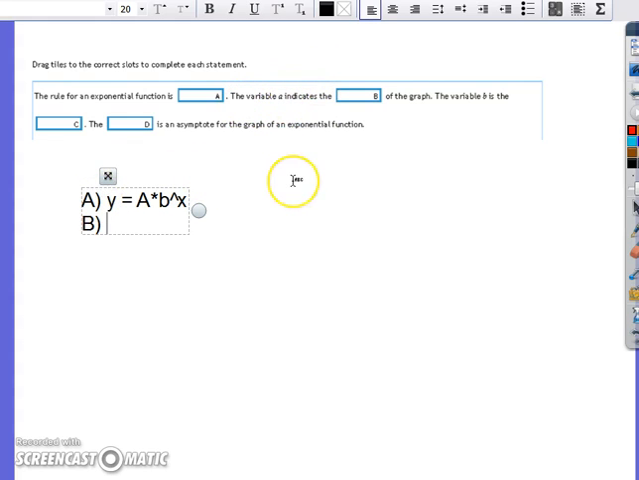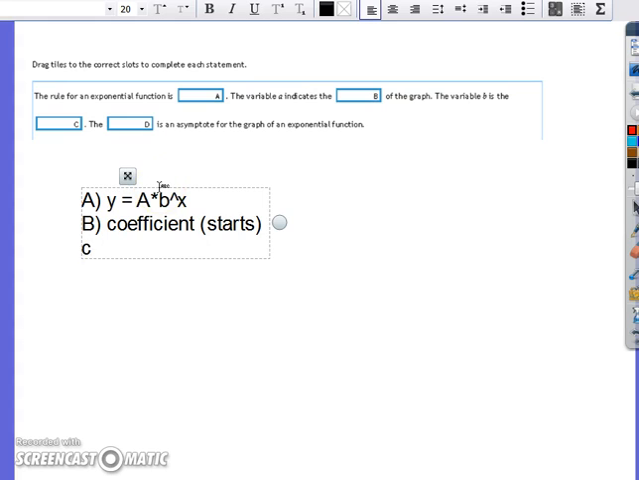The variable A indicates the coefficient. The coefficient is where it starts. For example, if you start with 100 zombies, that means A is 100. So that's the coefficient where it starts. And then C, the variable A is the coefficient. The variable B is the base, otherwise known as the growth rate. So the B tells you how fast the zombies are growing, or how fast you're getting more carbon in the atmosphere, or more rabbits. So it's just like the slope and the intercept. You've got the coefficient and the growth rate.